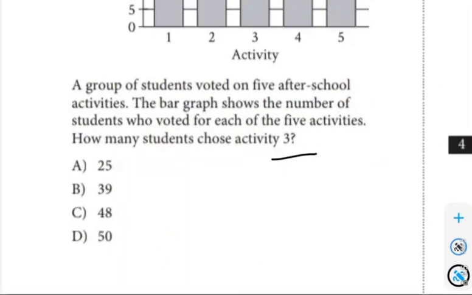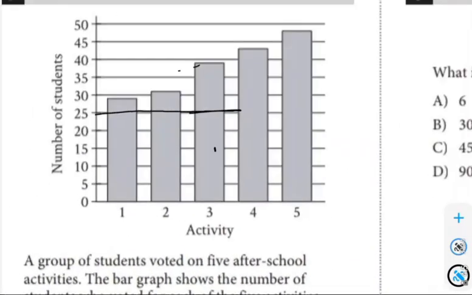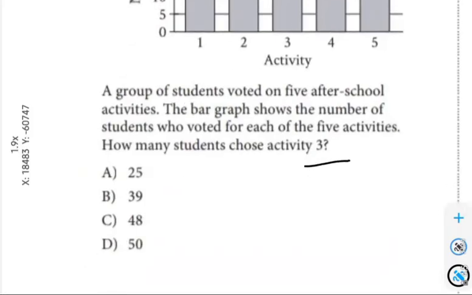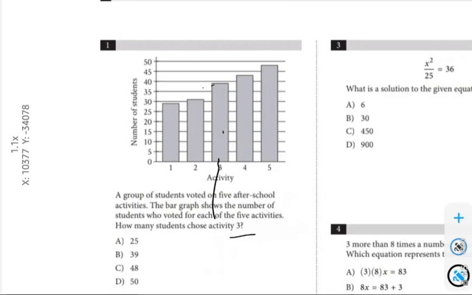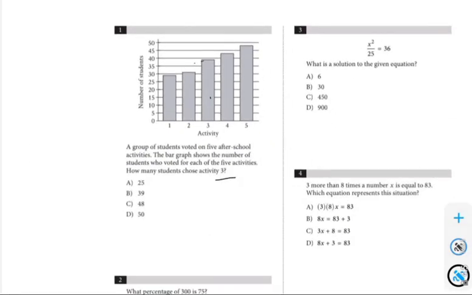So in the options, let's see 25, and we can see that 25 is far away from that, so of course it's not the answer. 39, I said it would be 39. Yes, it would be 39. And if we look further, 48 is also far away from that. 48 should be here, so it is also not the answer. And 50 is obviously not the answer. So the correct answer is option B, 39, which is near here.